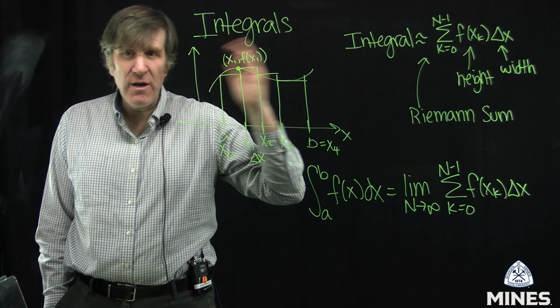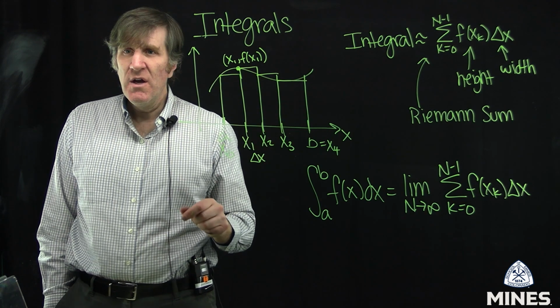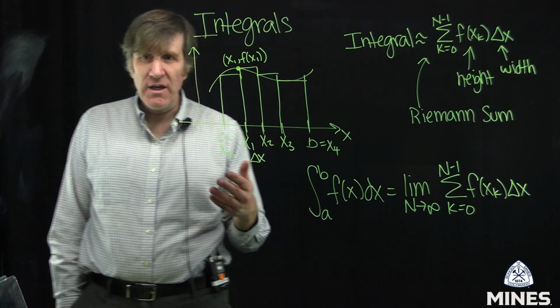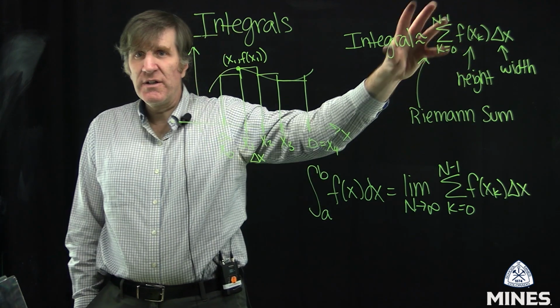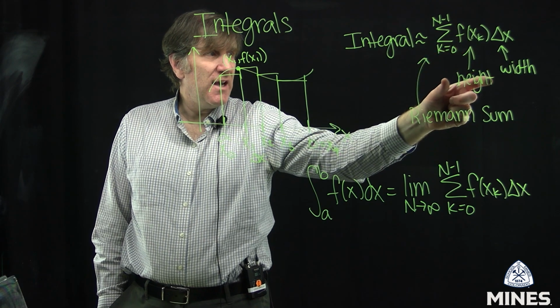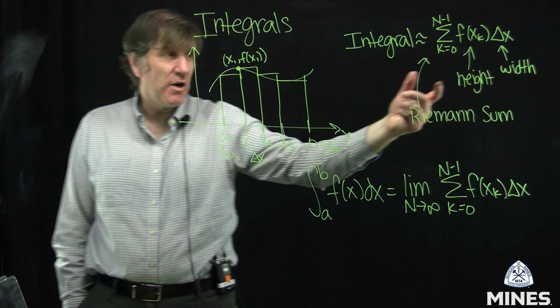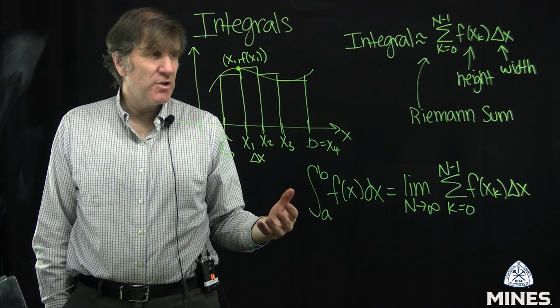So we break a to b up into evenly spaced points, and we find a rectangle approximating the function on each of these subintervals. We add all that together. That's what we're looking at here. What we're summing is a height times a width, which is an area. We add up all of the areas, and that's approximately the value of the area under the curve.